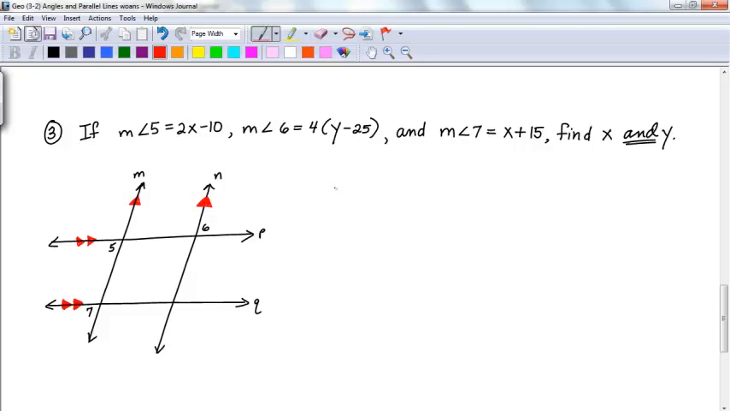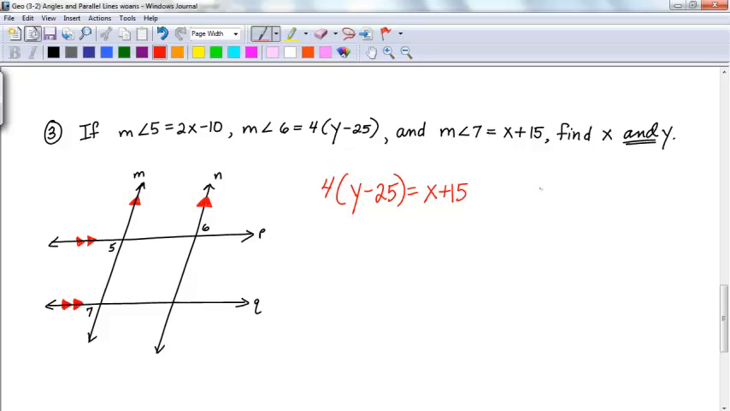Matt, which one are you saying? Angle 6 and angle 7 are equal. Why? Because they're alternate exterior. Right, alternate exterior. So angle 6 is equal to angle 7. But that's not going to help us find x and y. Grace, you had another one first. Angles 5 and 7. Why are 5 and 7 equal?